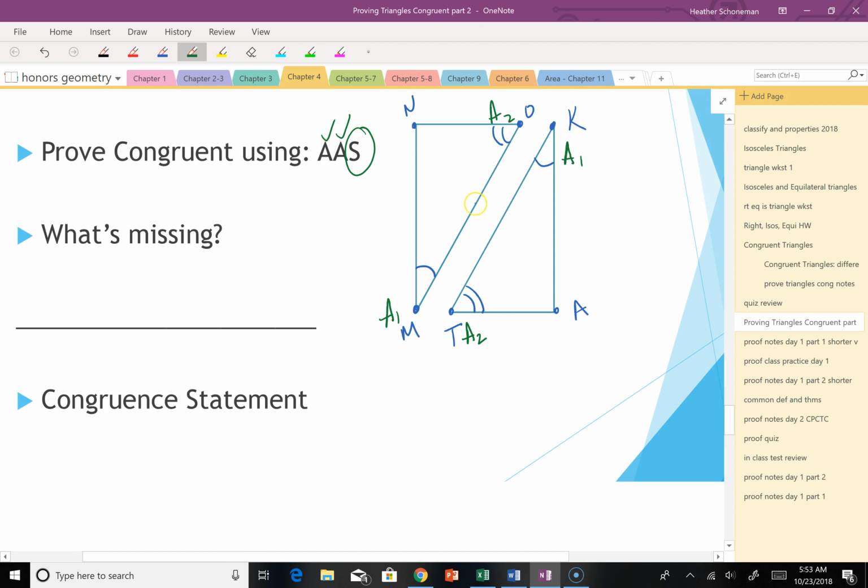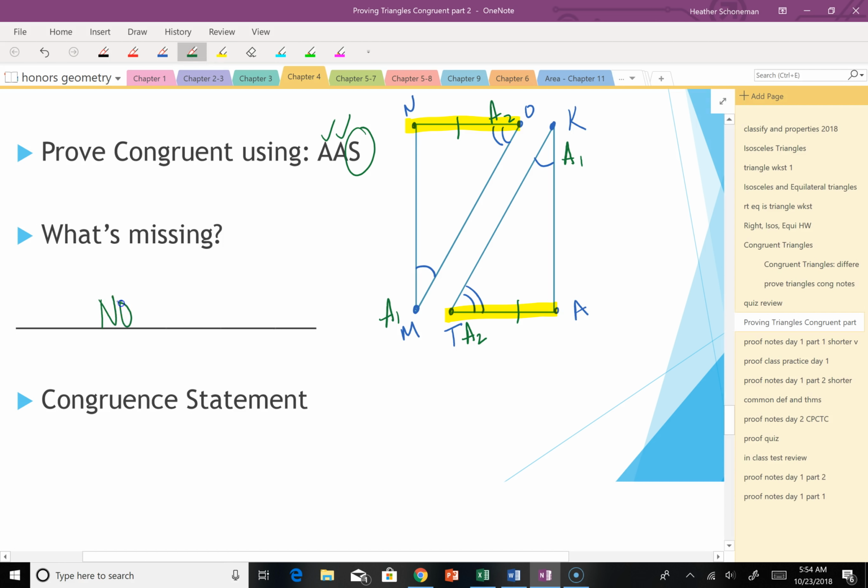So the one it can't be is this one, because that's the side in between. So it cannot be that. So it's got to be one of the other ones. Does it matter? Not at all. Pick which one you like. Kind of like this one. So this side being congruent was the information that was missing.